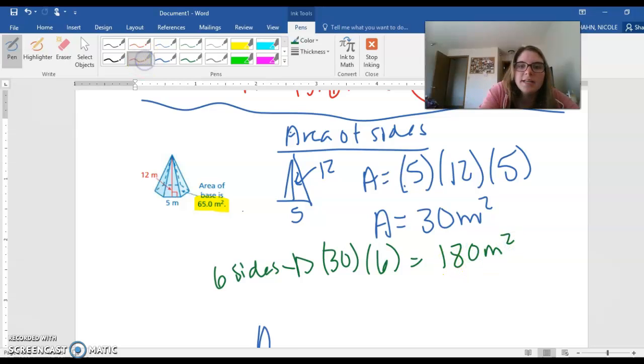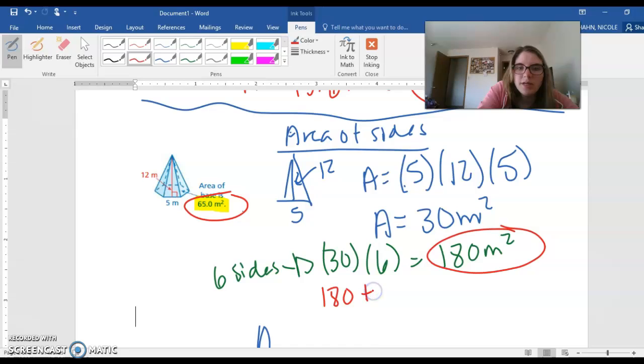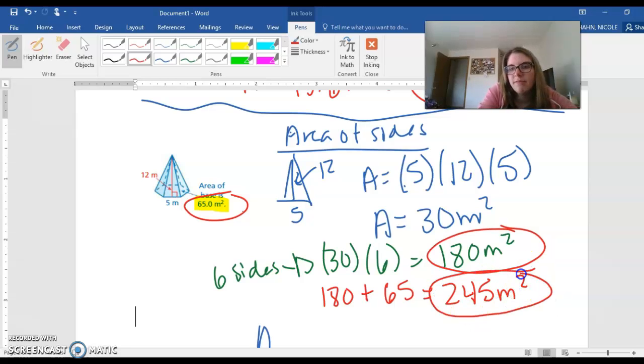So now I'm going to add together this number here for the area of the sides and then my area of the base. So I'm going to take 180 plus 65. That would give me 245 meters squared. So this is my final answer.